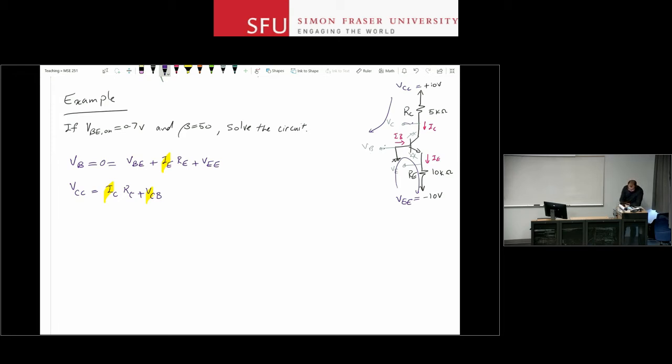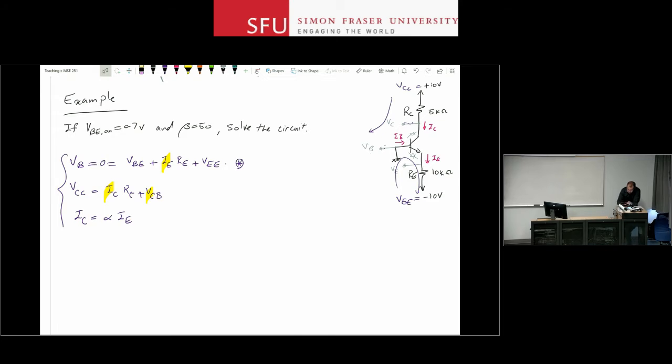I go and use one of the equations that I have for the device. I can say that IC I know is beta IB or alpha IE. I don't have anything that tells me IB, so this is the equation that I use. I know IC is alpha IE. Okay? Now, 3 equations, 3 unknowns, I should be able to solve the circuit. Let's call this the star equation.